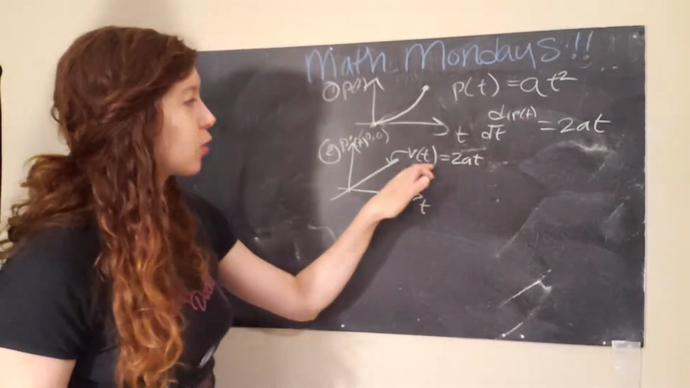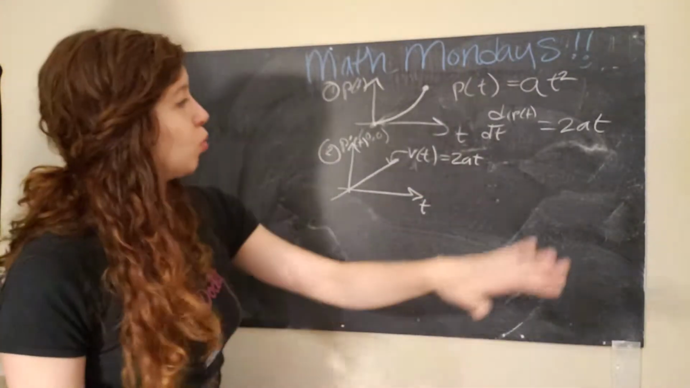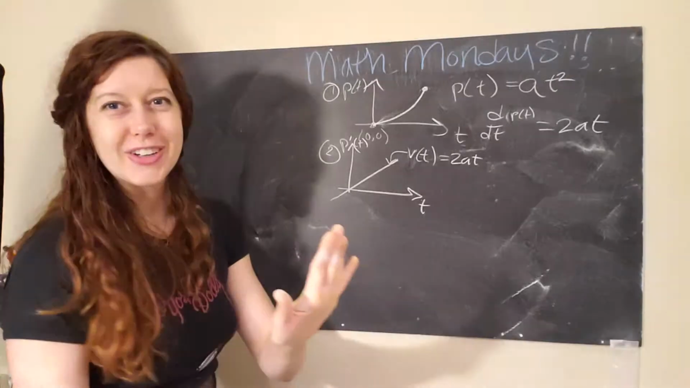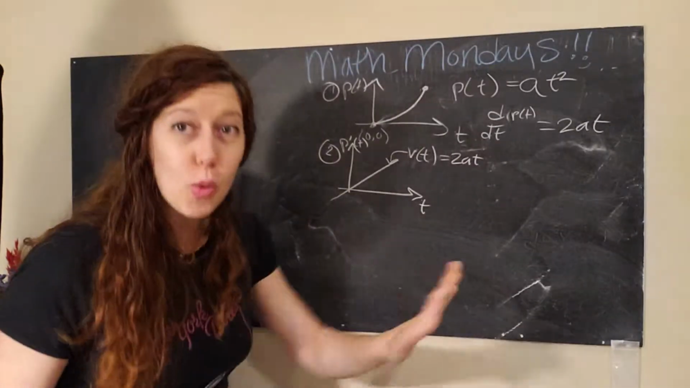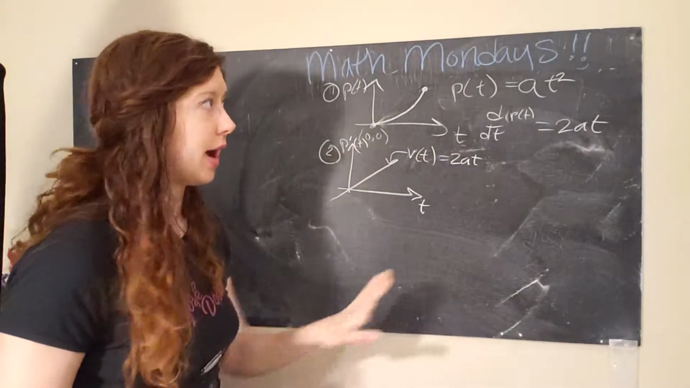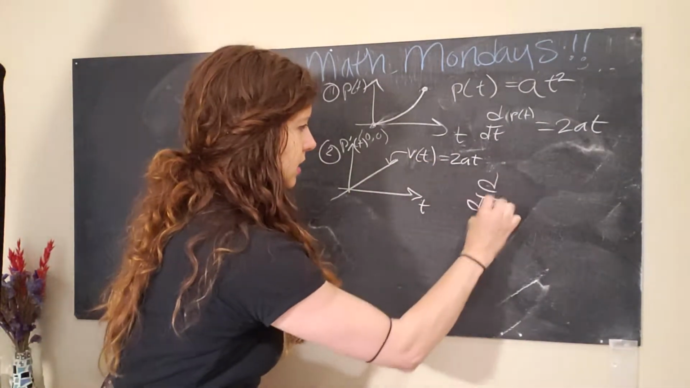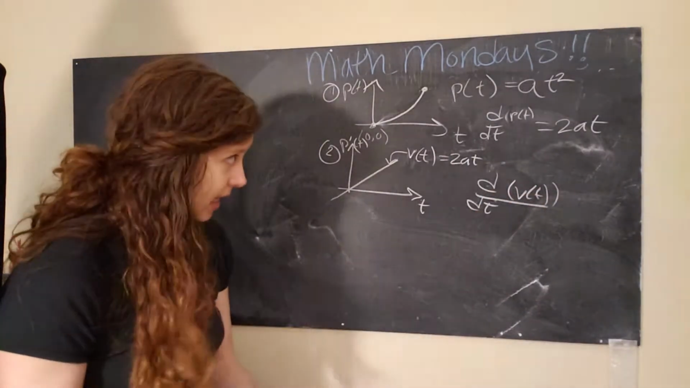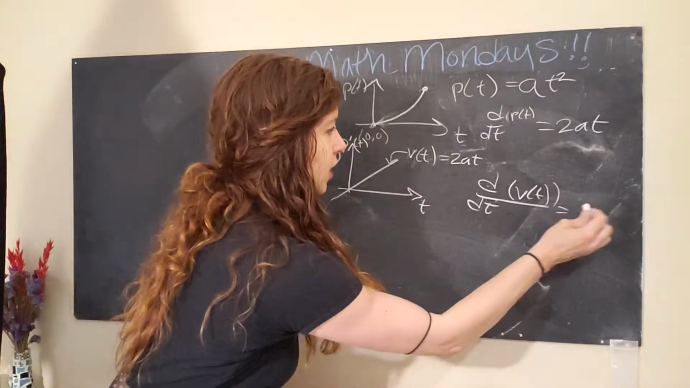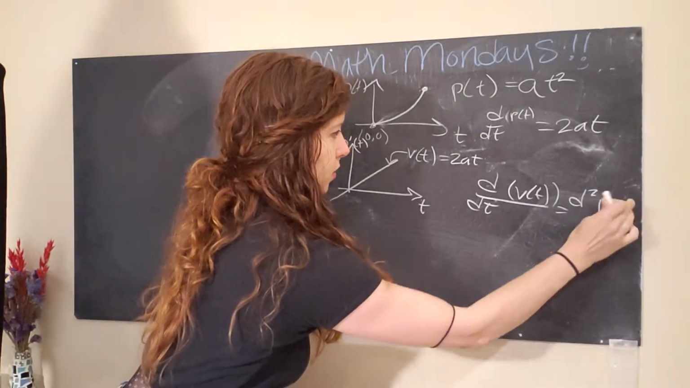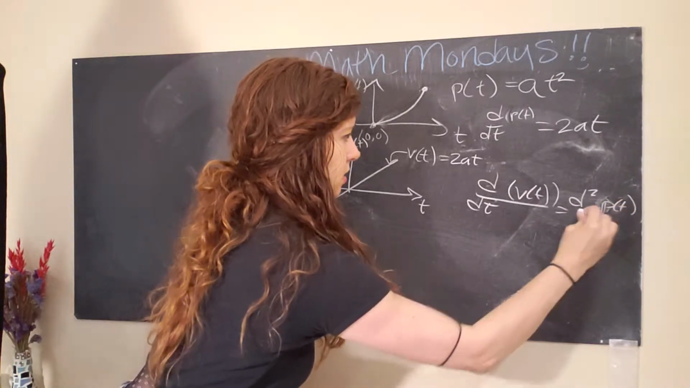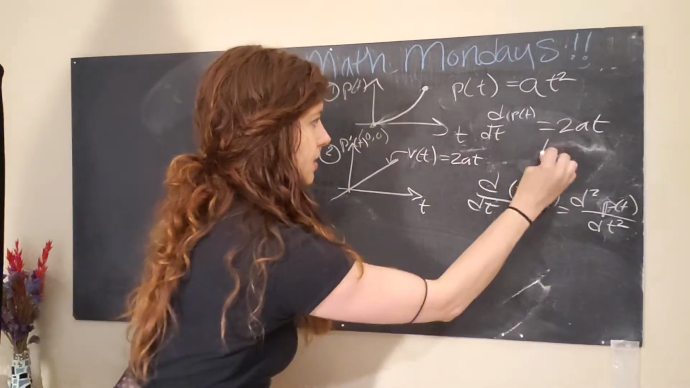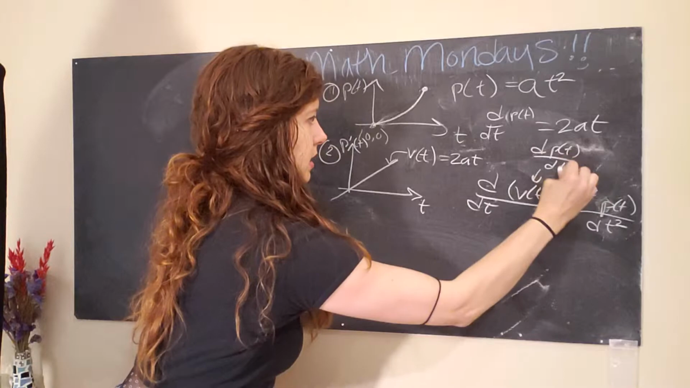So to find out how the velocity is changing over time, we just take a derivative of the velocity. And so the good news is that the derivative rules are always the same. So no matter what function you have, when you take d dt of v of t, all of those rules are still the same. So this actually equals d squared of p of t, because v of t is dp of t dt.